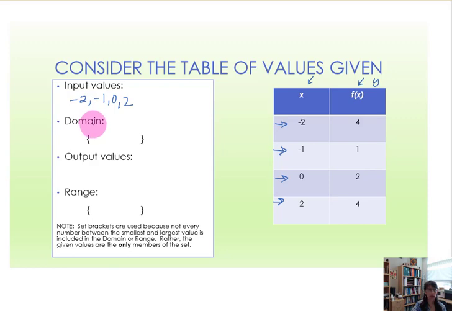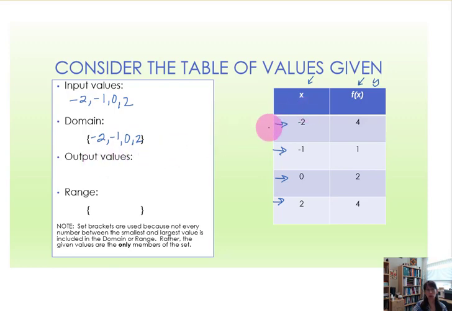As far as domain is concerned, domain is going to list our input values from the smallest to the largest value. If any of those input values repeat, we only need to write them one time. So it looks like the input values already are in order from the smallest to the largest. And notice set brackets are used here to list this domain because it is a specific set of numbers. Only -2, -1, 0, and 2 will be used for the input values. So that's why we're using set brackets to show this is the set of input.